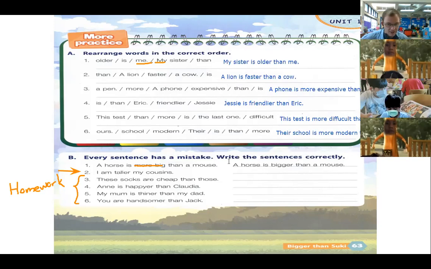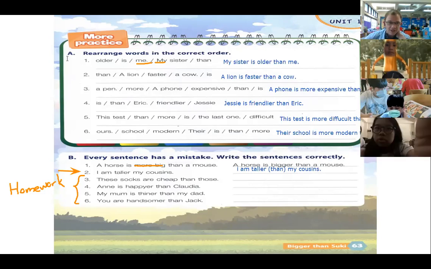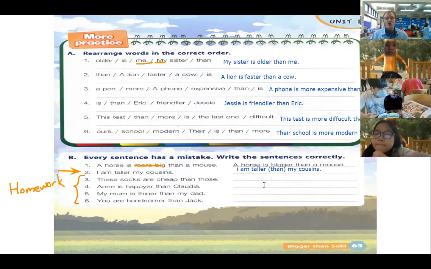What do you think the mistake is there? There's a missing word. The missing word is than. I am taller than my cousins. Okay. So those are the first 2. So if you've written down all the answers here, and you already have 2 answers at the bottom, then you only have to do 4 quick ones for homework. Okay. So 3, 4, 5, and 6 is for homework. Not very difficult. It's quite fast and easy to do.